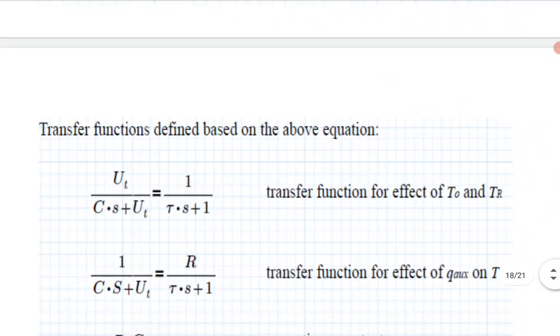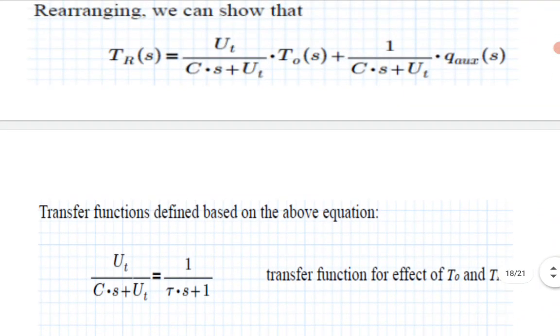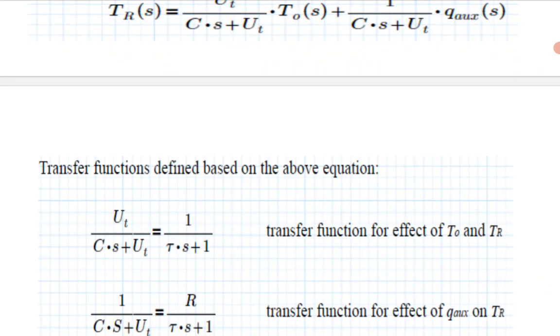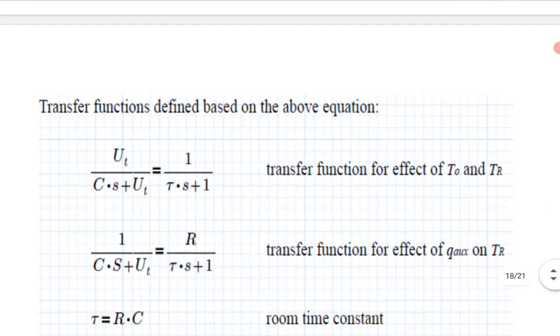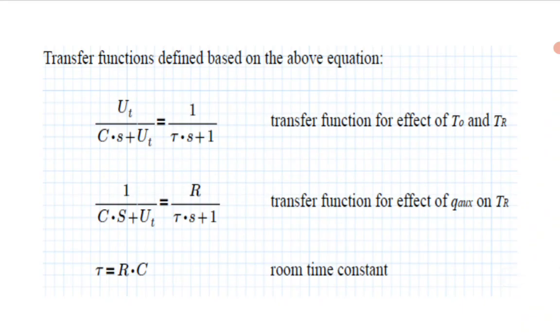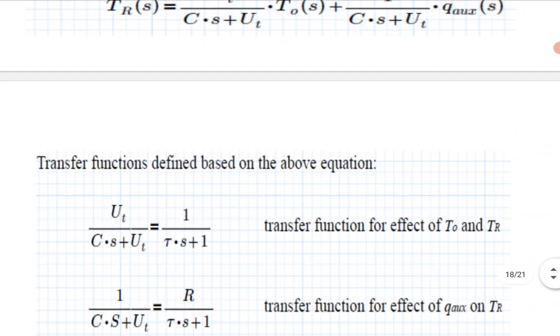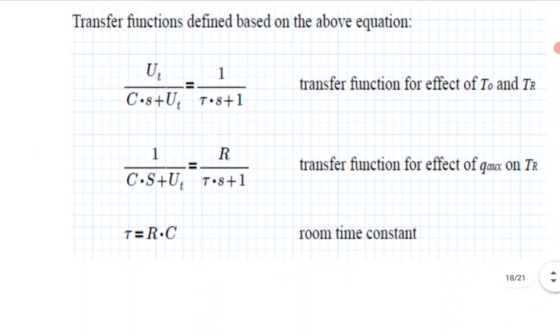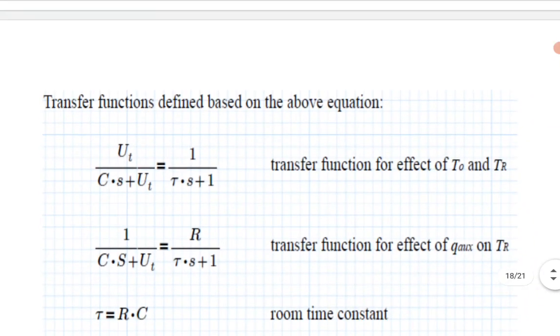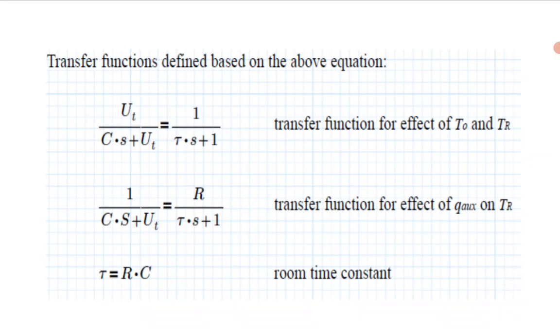So here we can denote that UT by (Cs plus UT) is nothing, that is 1 by (tau S plus 1). Tau is nothing, that is R into C, that is the room time constant, and 1 by (Cs plus UT), because already you know UT is nothing, that is reciprocal of the resistance 1 by R, that's why we are replacing that thing. Tau is equal to RC. 1 by (Cs plus UT) is nothing, R by (tau S plus 1), that is the transfer function for the effect of Q aux on TR, and tau is my room time constant.